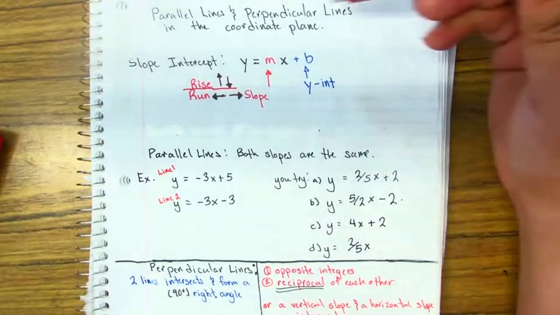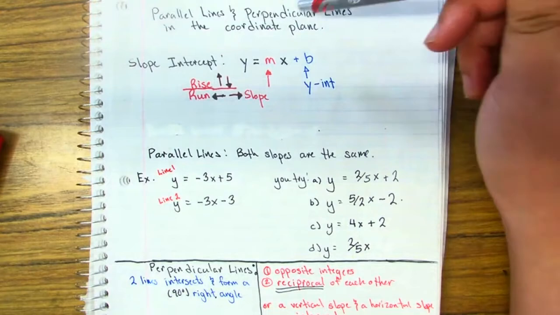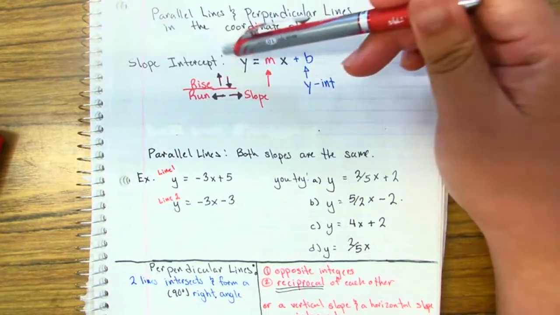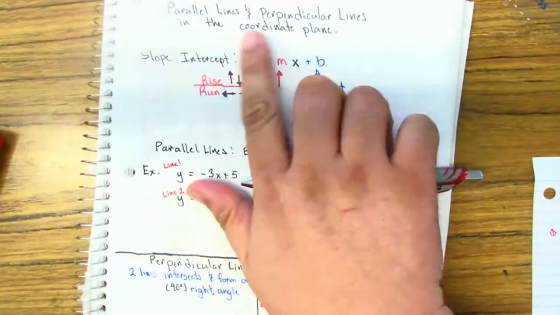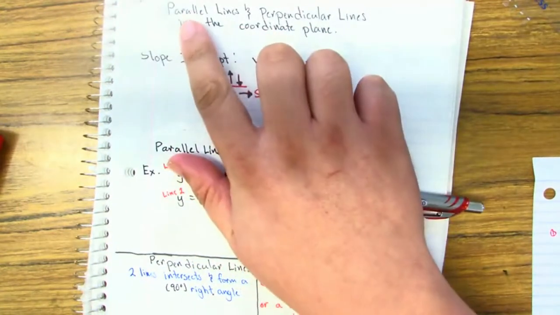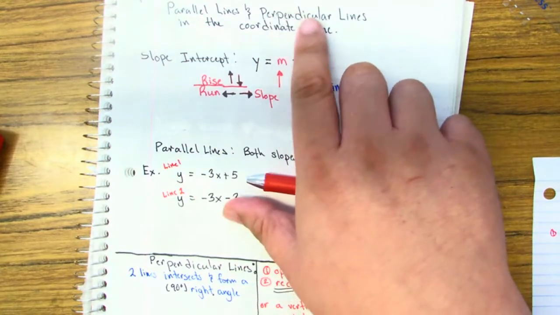So here we're going to be using parallel lines and perpendicular lines in the coordinate plane. We worked with slope before, and we're going to be using those slopes in a coordinate plane to determine if the two lines we're comparing are parallel or perpendicular.